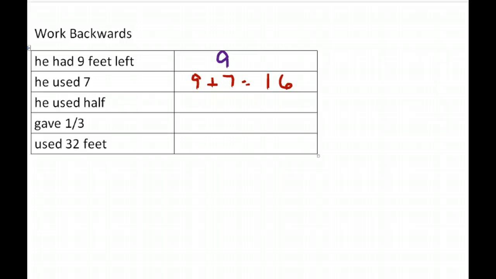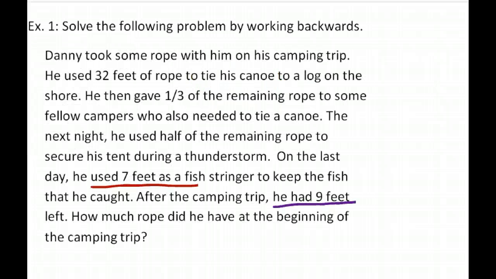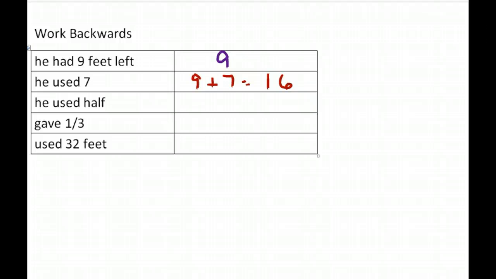Before that, he used half of the remaining rope. So he had 16, which is just half of what he had to begin with. So 16 times 2, he had 32. He used half and that left him with 16. Does that make sense so far?